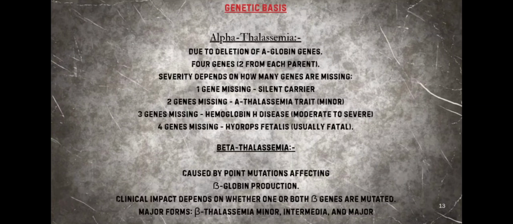Beta thalassemia is caused by point mutations affecting beta globin production. Clinical impact depends on whether one or both beta genes are mutated. The forms are known as thalassemia minor, intermediate, and major.